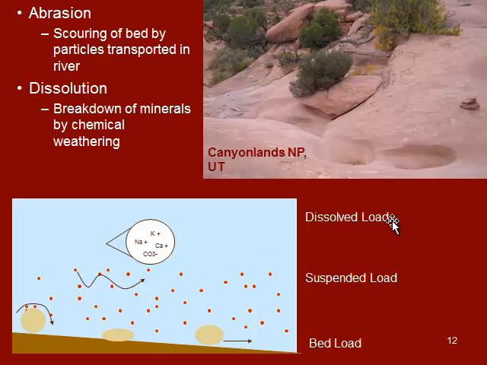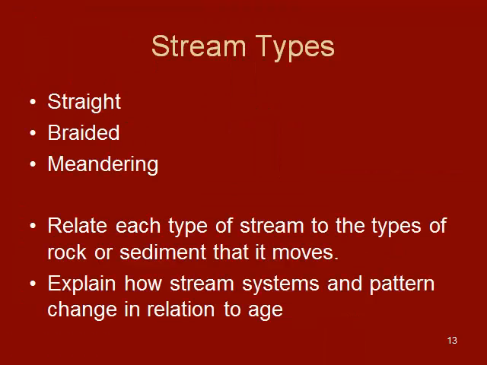And then you have dissolved load. So that's the stuff that gets dissolved through chemical weathering. And here you can see, kind of zoom in, magnifying glass, and we have some of these ions that are dissolved in the water. So those are the major ways we can transport sediments from place to place in a river. So what are the major stream types?